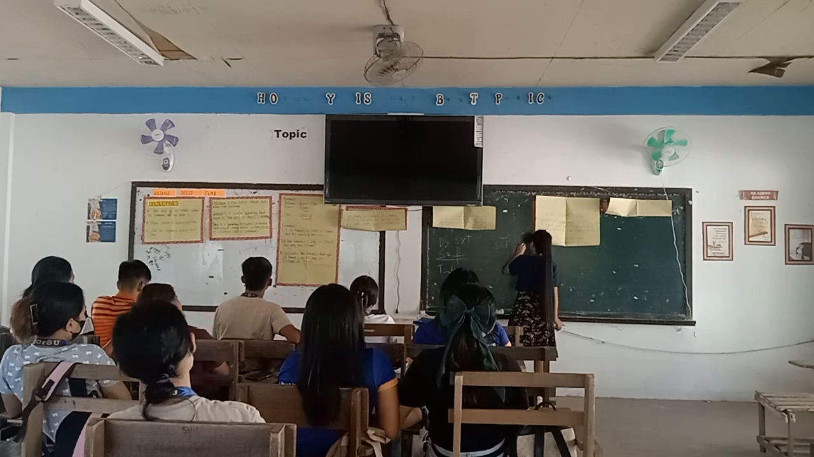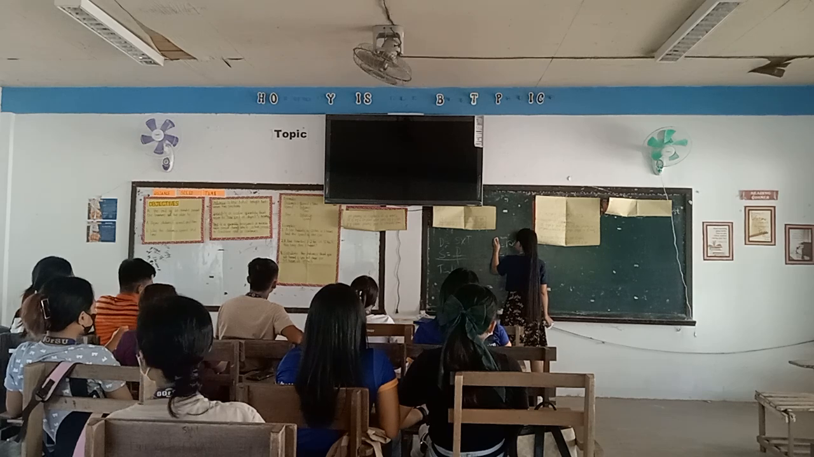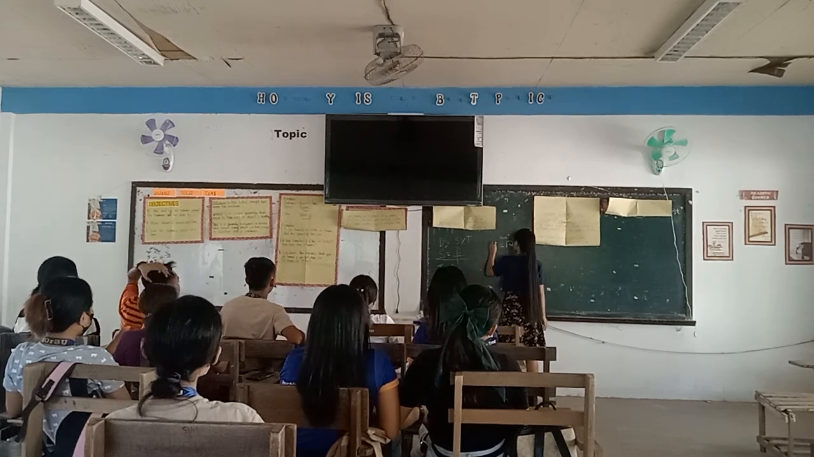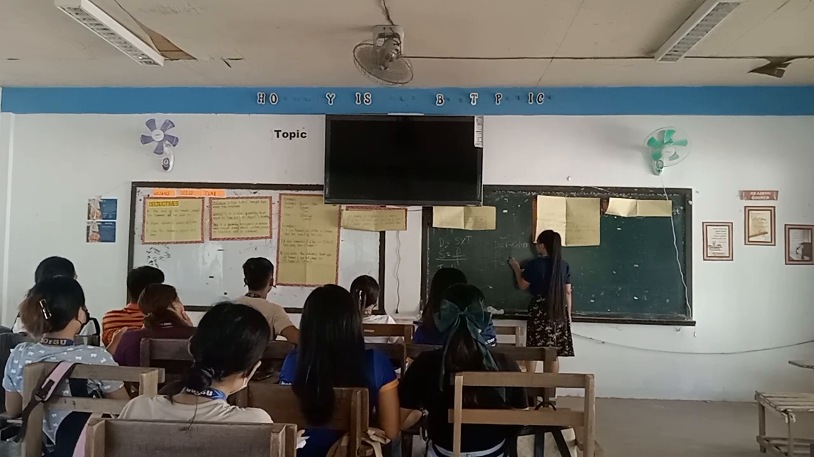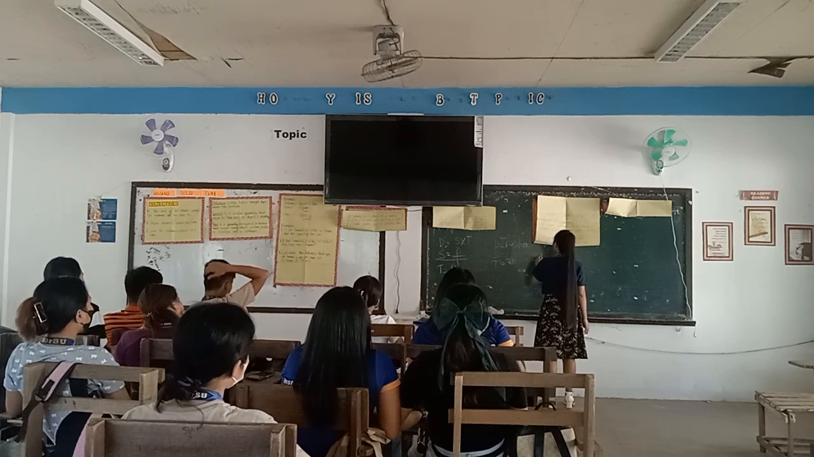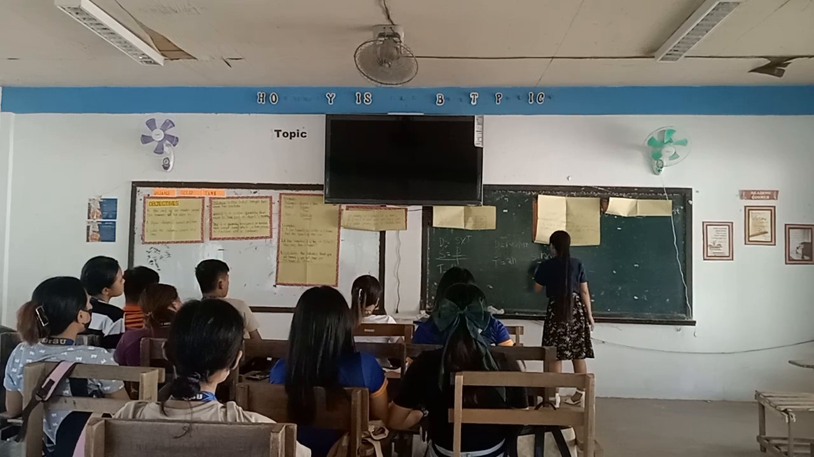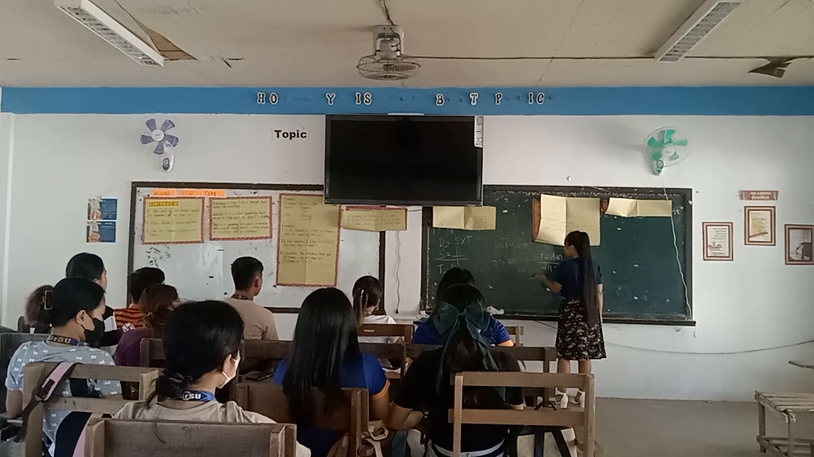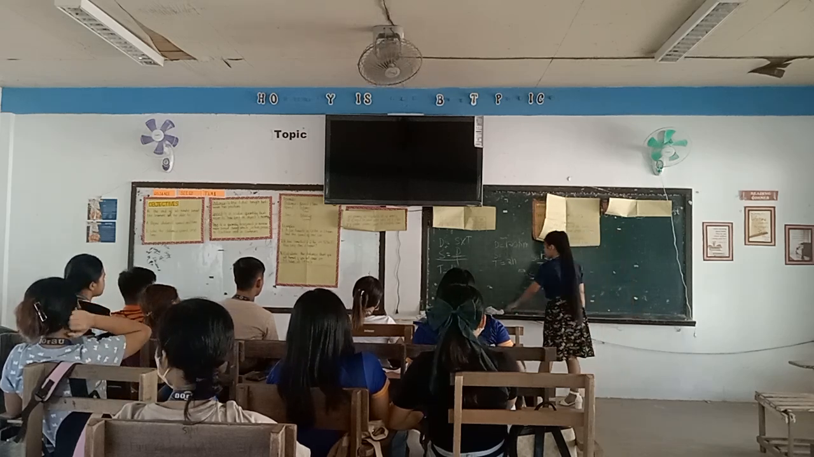Yes, 120 kilometers. So the distance is equal to 120. Speed is unknown. Time is 2 hours. So we're going to substitute. Speed is equal to distance, 120 kilometers, over 2 hours. So speed is equal to 120 divided by 2, which is equal to 60. 60 kilometers per hour. Okay, next example.